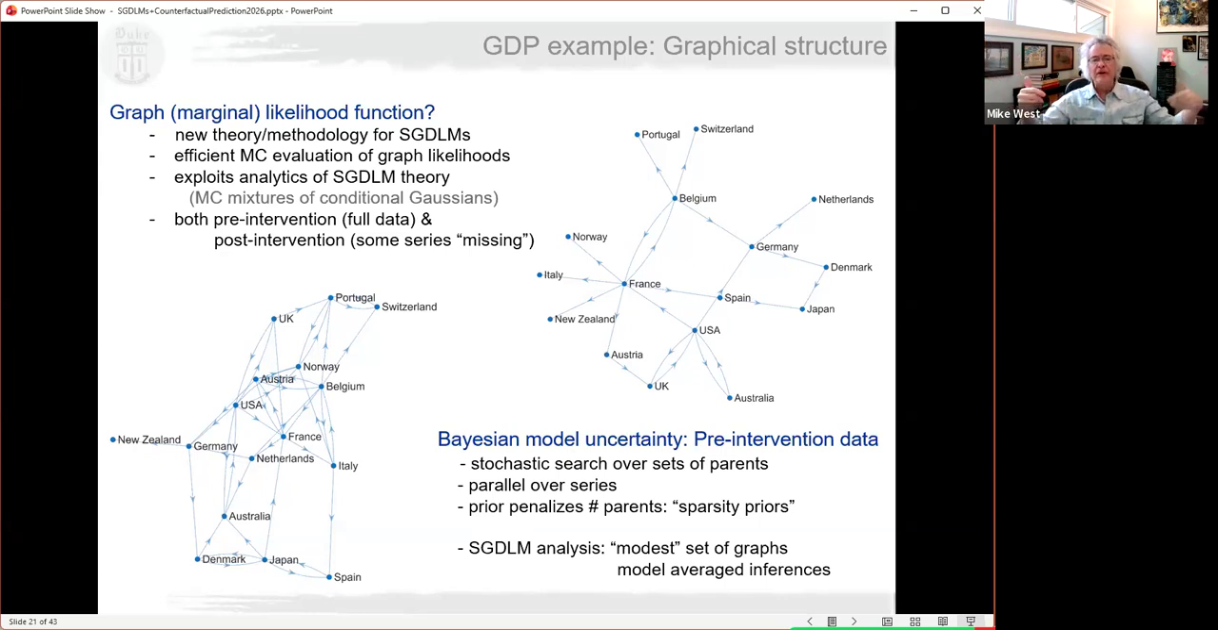And to do that calculation, we need some new theory. And again, we exploit the analytics of mixtures of conditional Gaussians to do that. So that's a big extension, actually, of the SGDLM analysis, not only for the counterfactual forecasting, but also to deal with the inherent questions of uncertainty about graphical structures.